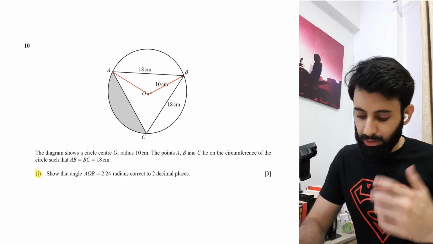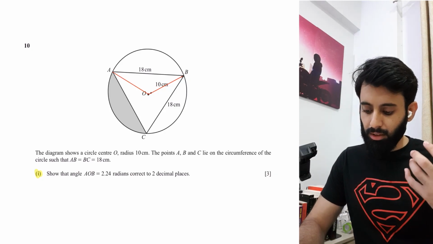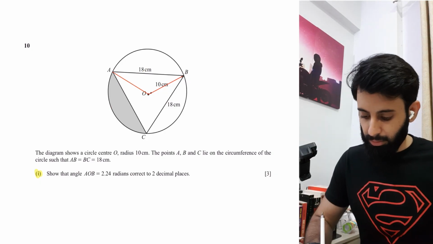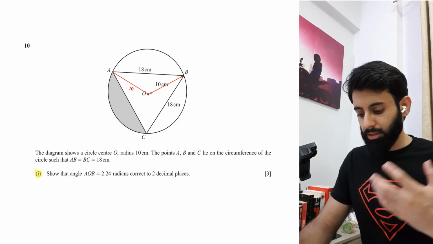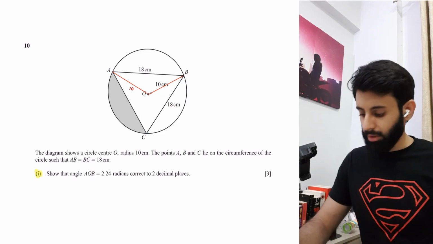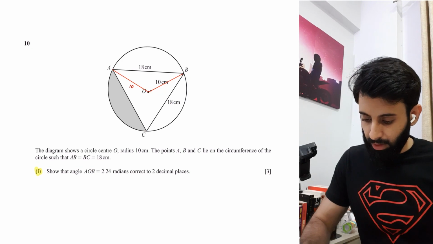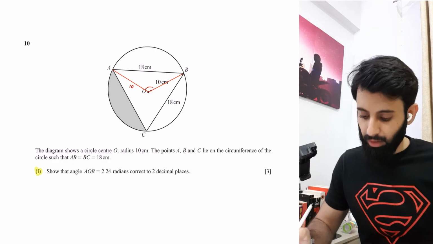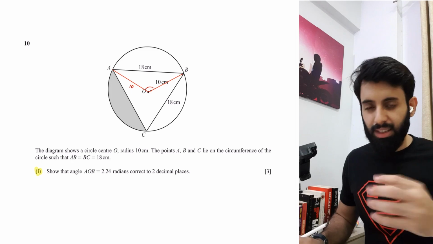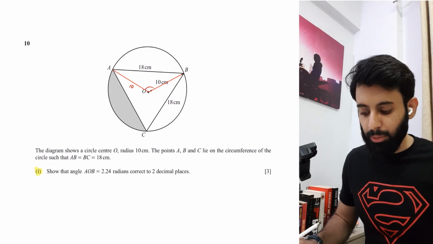Okay, now since OB is the radius, that means OA will also be the radius, since it's a line starting from the center and going all the way to the circumference. So any line that I draw for that matter will be equal to 10 because it will be equal to the radius. Now AOB is this angle. So what do I have? I have two sides. In fact, I have all three sides and I need to work out one angle. Now, the way to do that is the cosine rule.